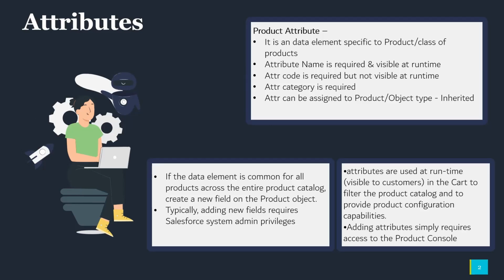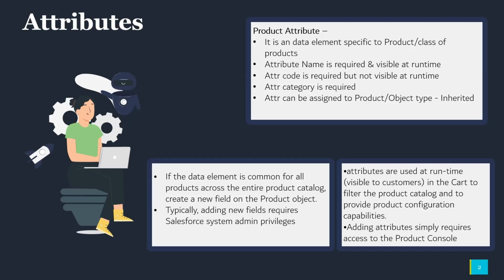Now we will understand the major difference between a product field and a product attribute, and when to use which. Let's consider that your data element or product data is common across the entire product catalog, so that value has to be available for all the products. It's better to create a custom field on the product object and use that value. Typically, in order to create a field, we need system admin access.